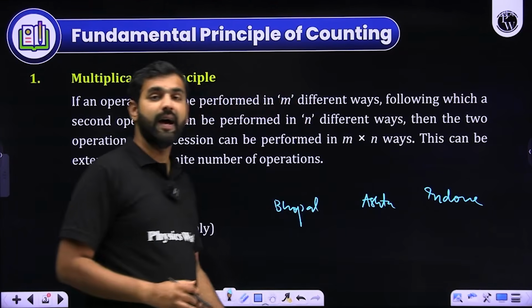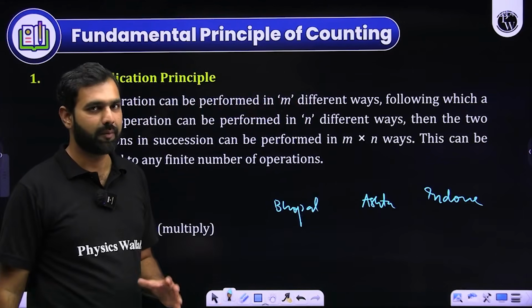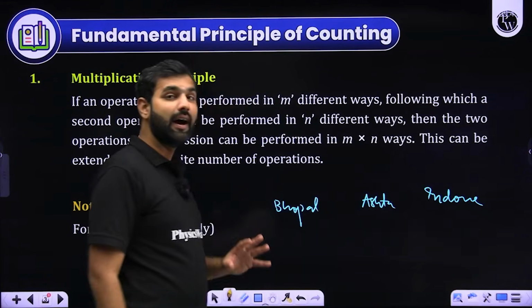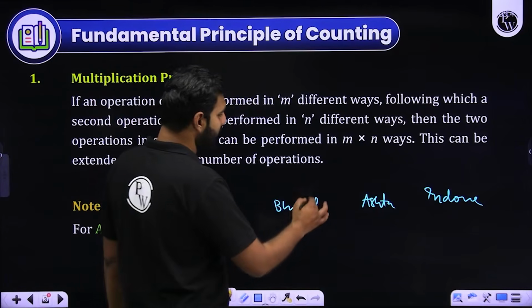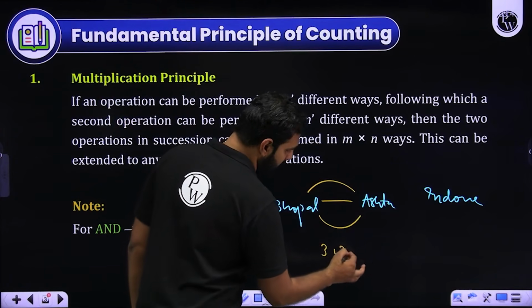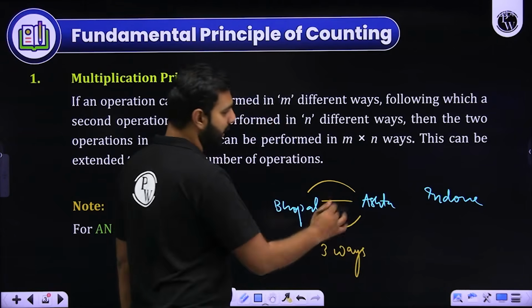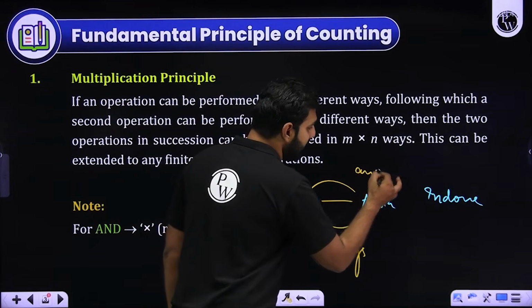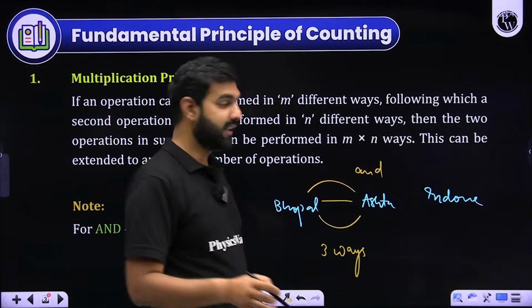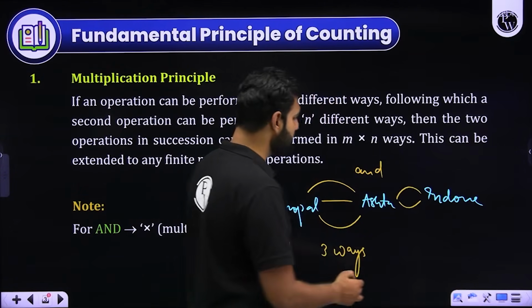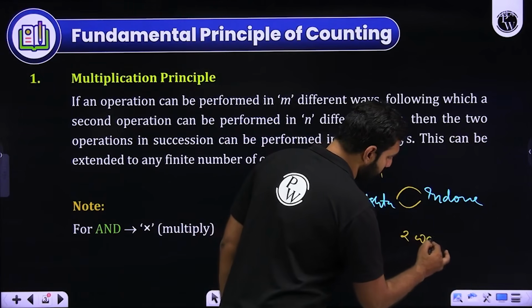Now let's say I'm discovering some options, and after discovering certain options, I reach the conclusion that from Bhopal to Asta there are three ways through which I can reach. And I repeat, 'and', from Asta to Indore there are two distinct ways through which I can reach.